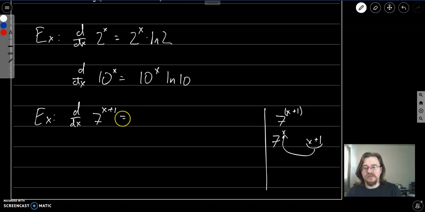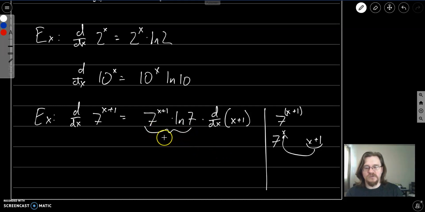So what I'll do to take the derivative of this is I'll take the derivative of the outside function. The outside function is 7 to the x power, so the derivative is going to be 7 to the x plus 1 times the natural log of 7. This is just the derivative of 7 to the x, but with x plus 1 plugged in. And then I need to take it times the derivative of what's inside the function. This is going to be the derivative of the x plus 1 part. So this is just the regular chain rule.